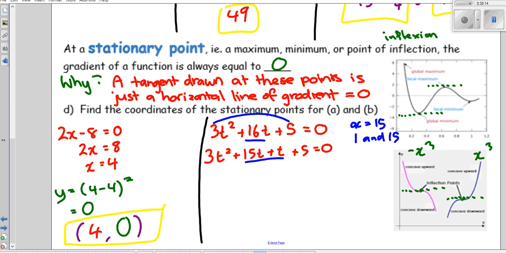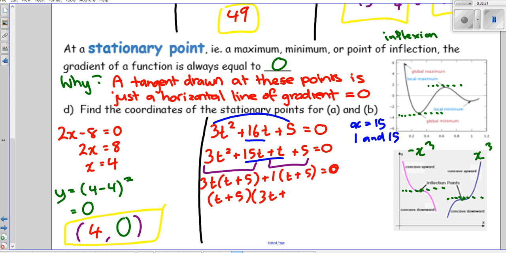And we separately factorize each half. The common factor of 3t squared plus 15t is 3t, so 3t times t plus 5. Then the common factor of t plus 5 is 1, so t plus 5. The good thing with the splitting method is both brackets have to be the same, which they are, which is brilliant. So our factorized version is t plus 5, and 3t plus 1. Some people might write 3t plus 1 first, that's okay, it doesn't matter.